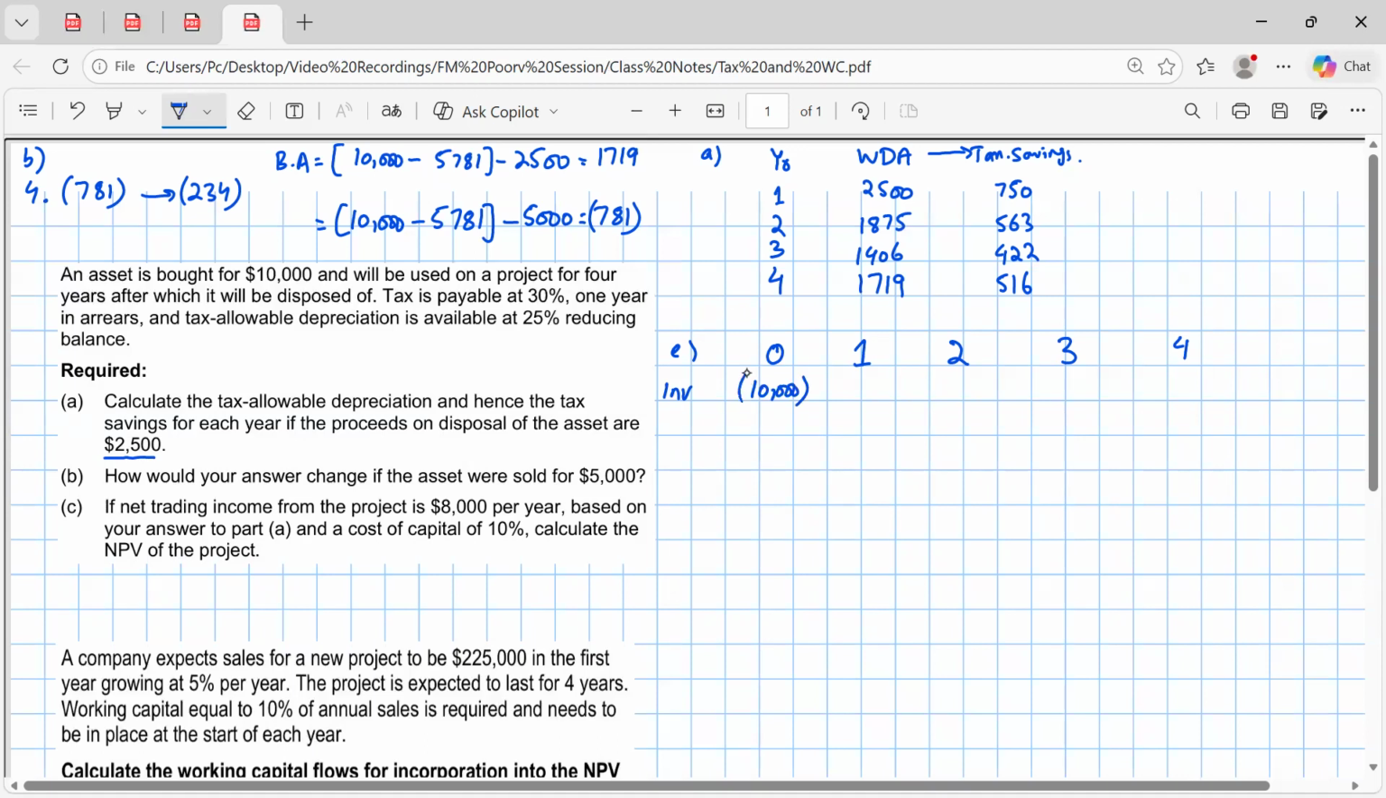Negative. Then we write sales, variable cost, fixed cost, and the result of that gives us taxable cash flows, which are also known as net trading cash flows. I have just mentioned that. But in that case, we are directly provided with that, so I can just write taxable cash flows directly. Taxable cash flows are 8,000 each year. So 8,000, 8,000, 8,000, and 8,000.